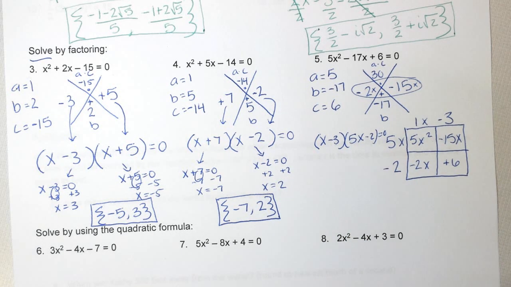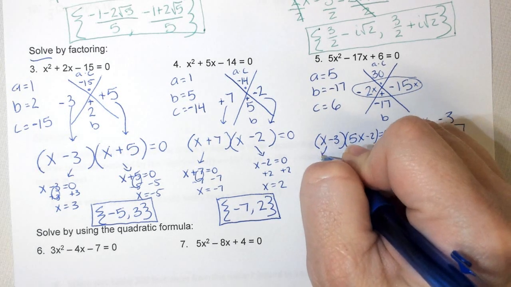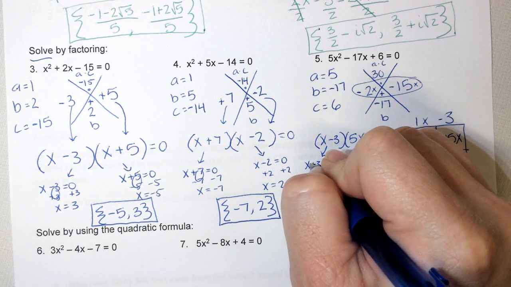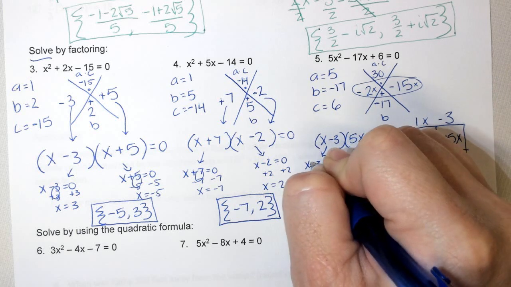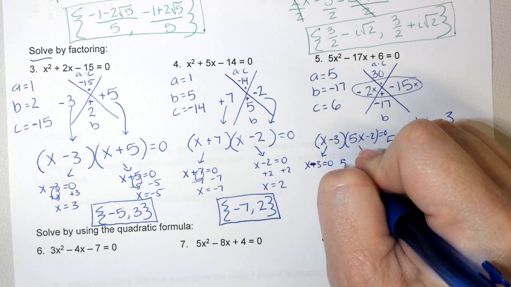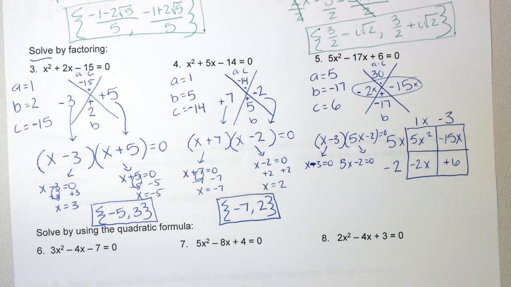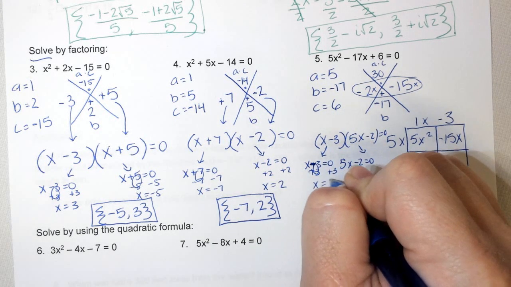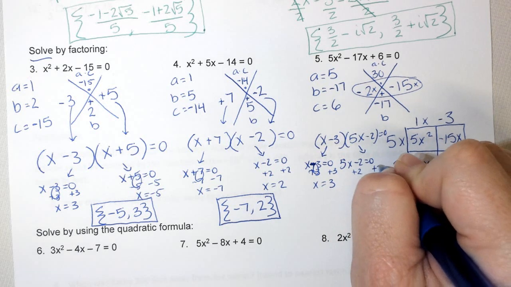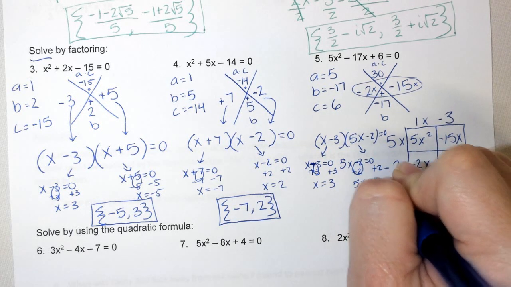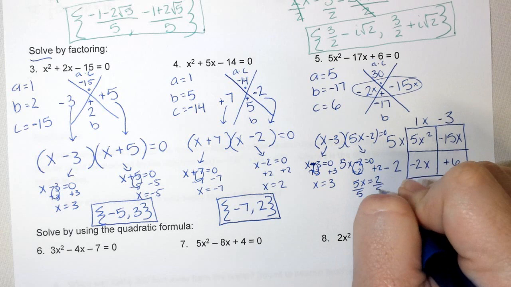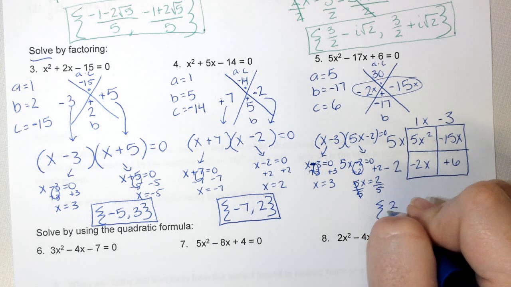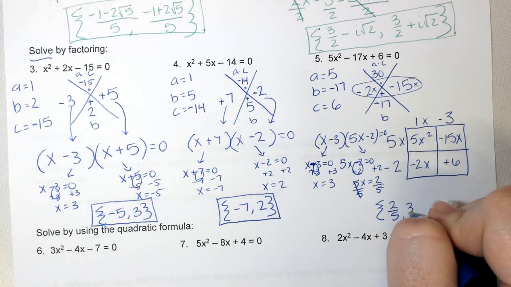And because of the zero factor property, we separate and set them both equal to 0. Oh, minus 3. Dang it, don't do that. That says minus. So x minus 3 equals 0, plus 3, x equals 3. 5x minus 2 equals 0, plus 2, 5x equals 2, divide by 5, divide by 5. So I get 2/5 and 3.